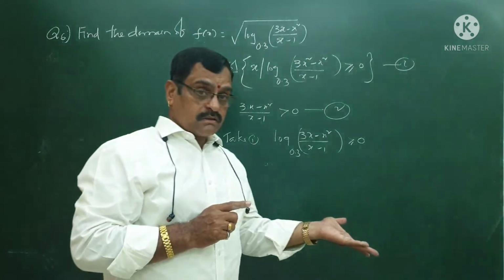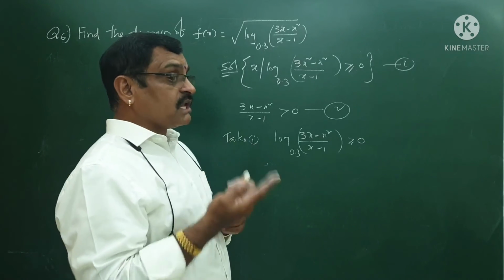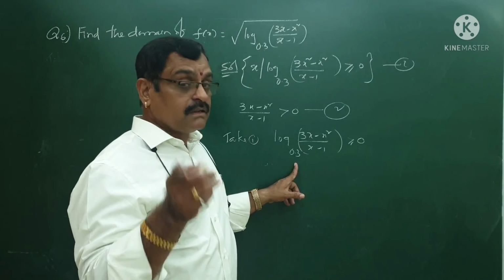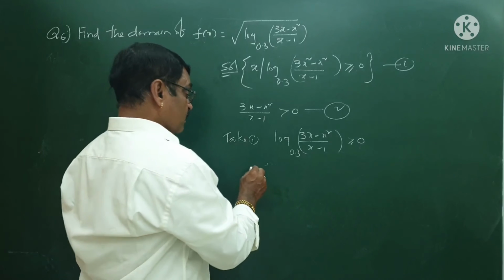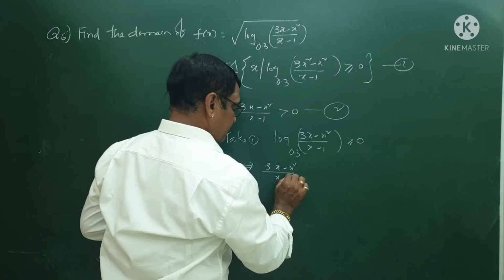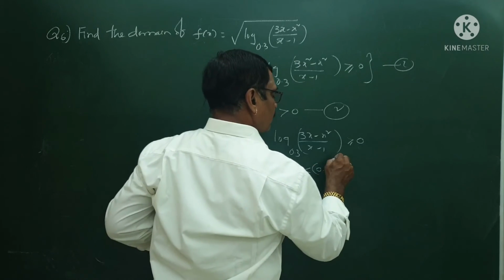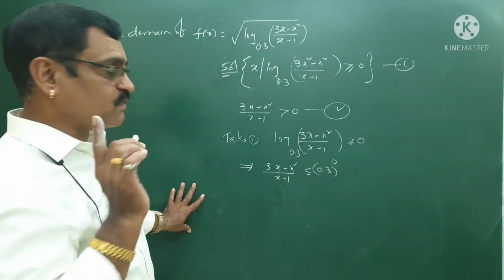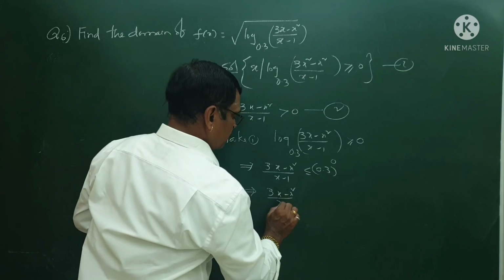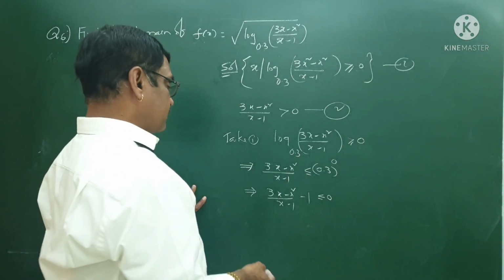Now you have to remove the log by using the logarithmic concept, converting into exponential. Here the base is 0.3, which is less than 1. Then when you remove the log, it will become (3x minus x square) by (x minus 1) less than or equal to 0.3 to the power of 0. This is very, very important. So I can have (3x minus x square) by (x minus 1) less than or equal to 0. We have to solve this inequality.